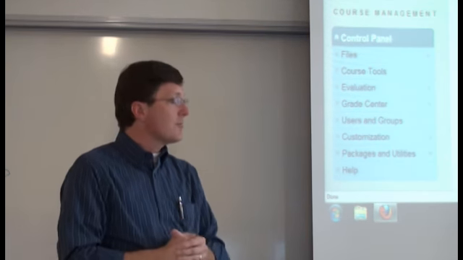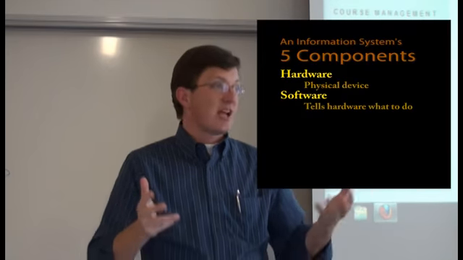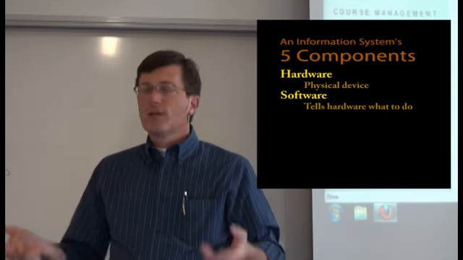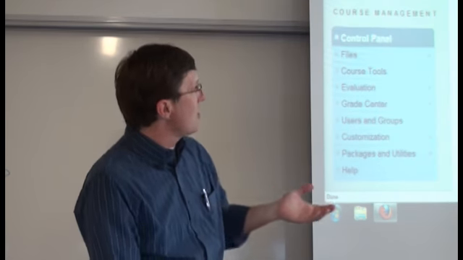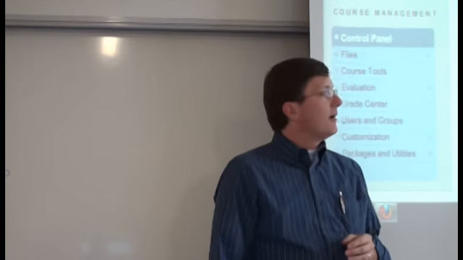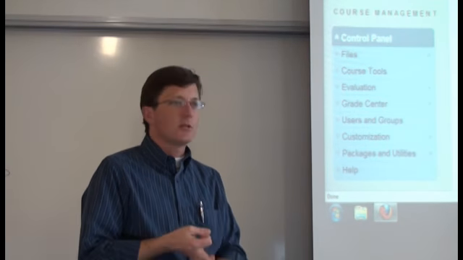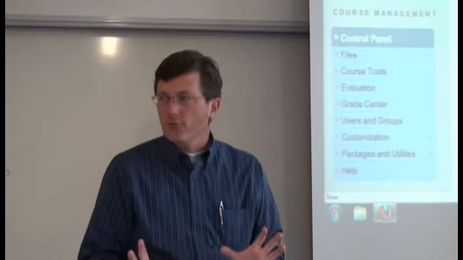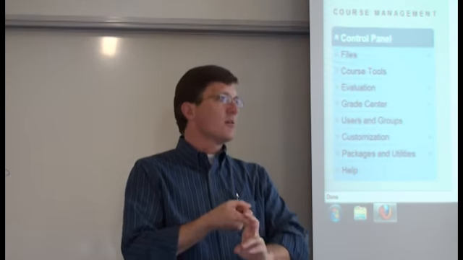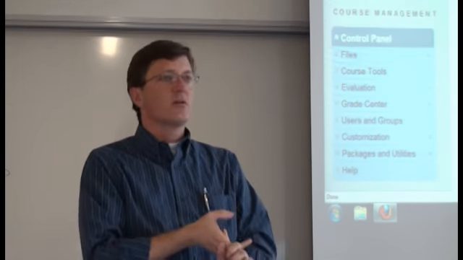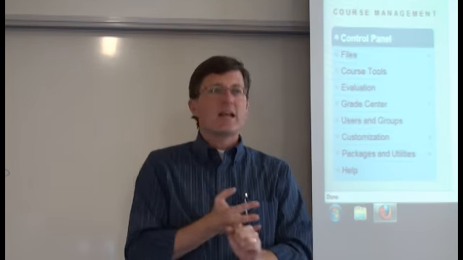A good answer. Manipulates hardware to bring about an end result. My answer in simpler terms is it tells the hardware what to do. Okay? Software tells the hardware what to do. Now we can break down software, and we'll do that later today, into categories like operating systems and applications and utilities. There's different categories of software. But for now, you're looking at these 5 components. So hardware, physical devices, software, tells the computer or the hardware what to do. The next one is data.